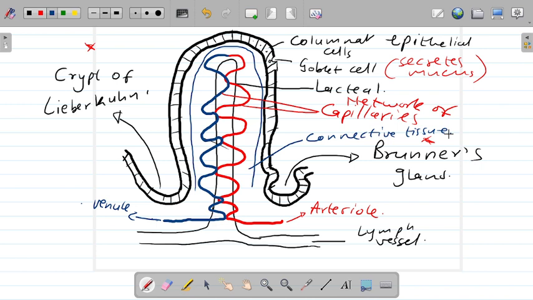So if you're ever required to draw or label this structure, this is basically what I'll require you to label or draw. The main ones being the network of capillaries, the lacteal in the middle, the columnar epithelial cells that have in between them the goblet cells which secrete mucus. And then you can include the crypt of Lieberkühn and the Brunner's gland, the arterioles, and so forth. Questions?